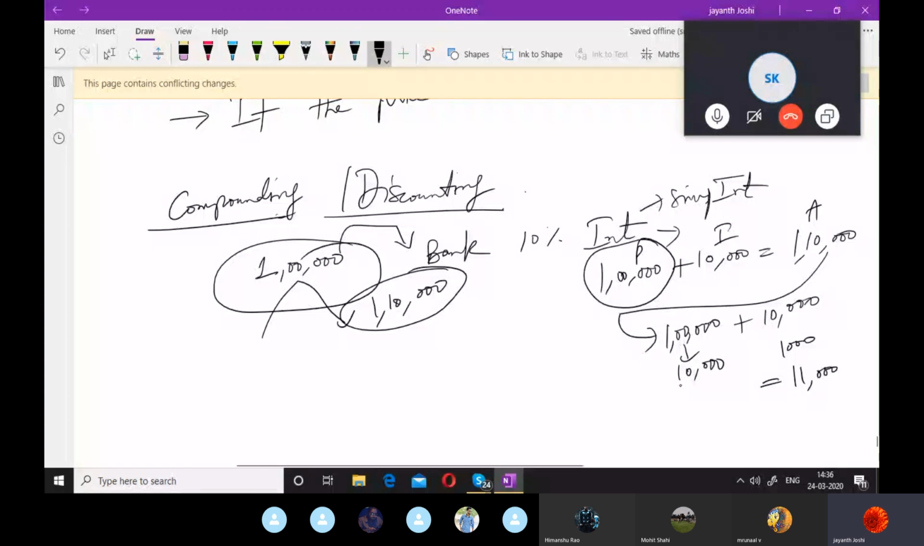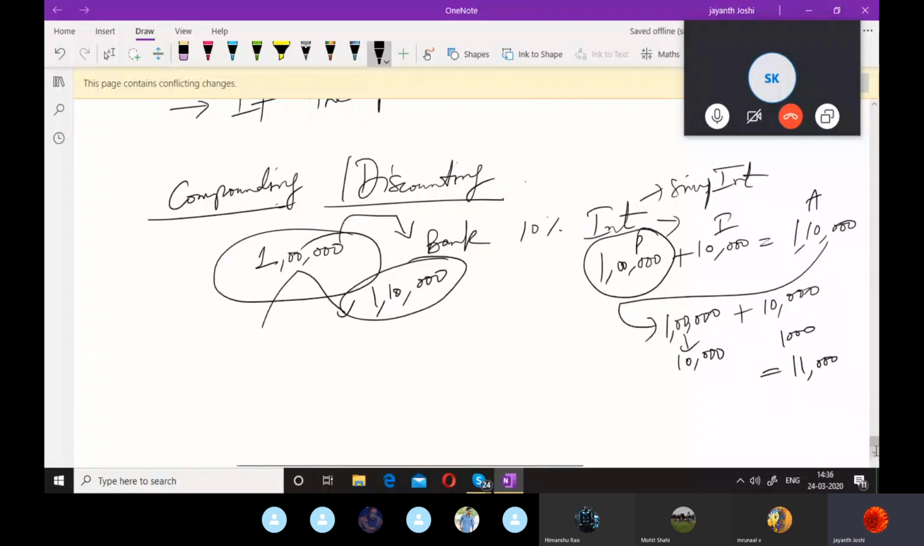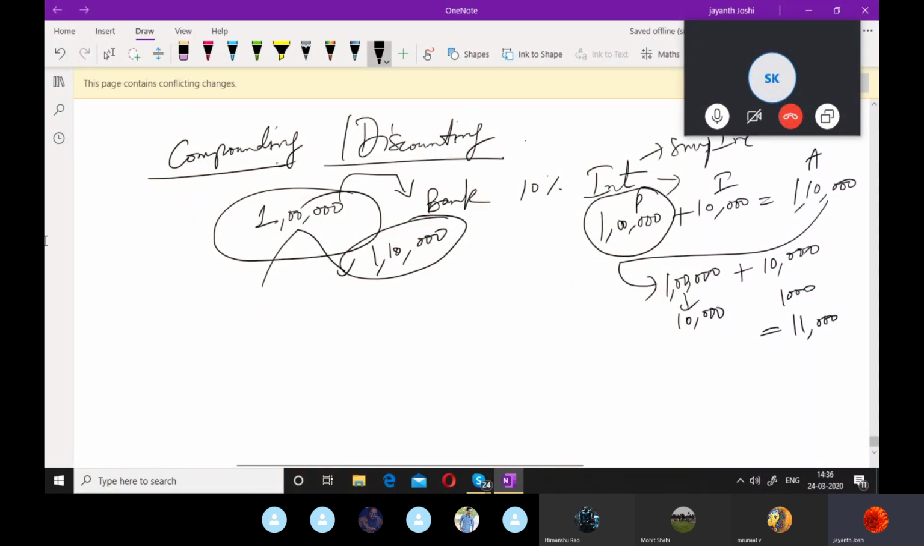So what I mean to say here is, for the first year you can get the answer, but for the second year, third year, fourth year, you need to understand some formulas. So listen very properly. Like today you have 1 lakh in your hands. This is called the present value.